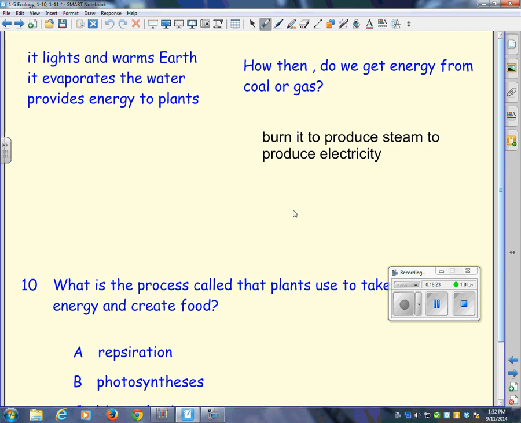The sun lights and warms the earth. It evaporates the water. It provides energy to plants. Man, that sun is powerful. How do we get energy then from coal or gas? When we burn coal or gas in the engines of our vehicle, how do we get energy from it? And I got the answer up there already. I forgot to hide it. What is the answer? Is it on the sheet too?